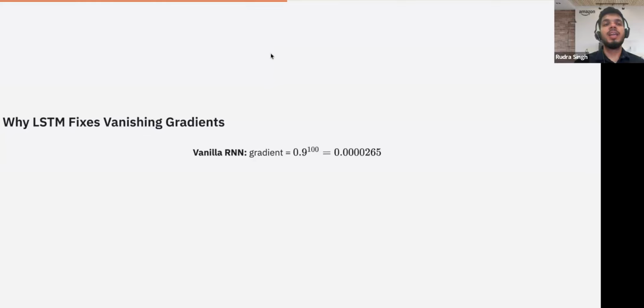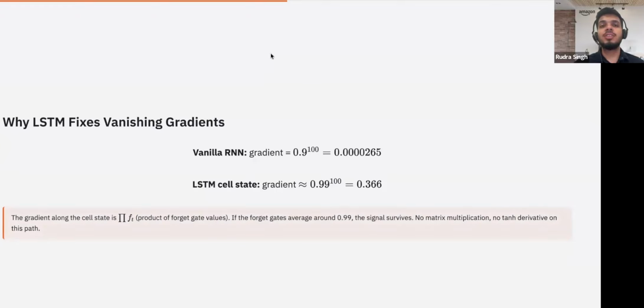For LSTM, the cell state gradient after 100 steps is 0.99 to the power 100, which equals 0.366, still alive and strong enough to learn from. So you'll ask me, what is the difference? Why was RNN 0.9 to the power 100 and why is LSTM 0.99 to the power 100? Along the cell state path, there's no matrix multiplication and no tanh derivative, both of which were responsible for shrinking the gradients in vanilla RNN.